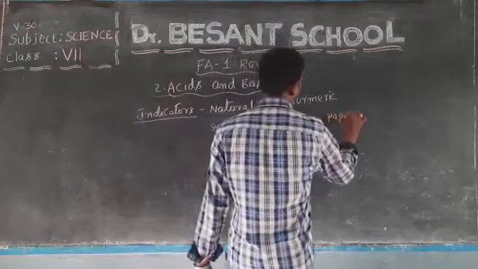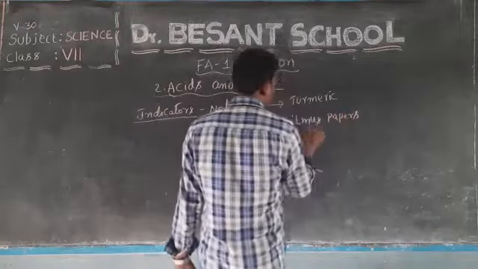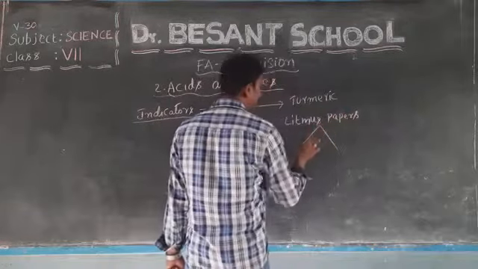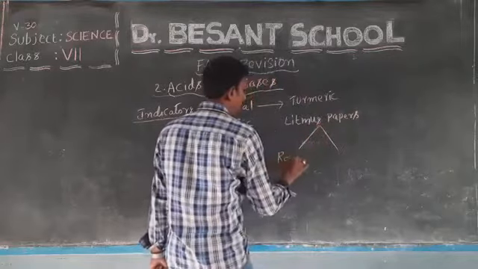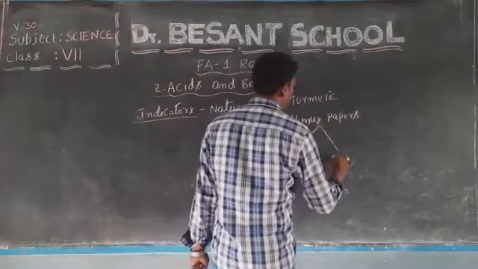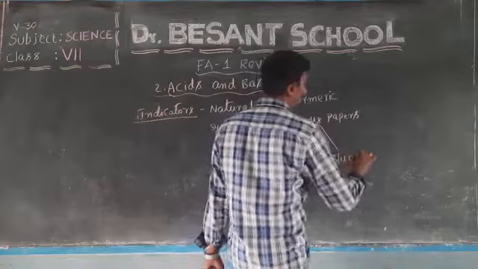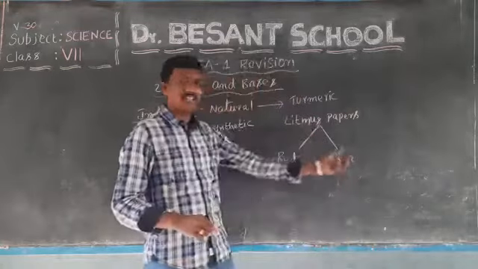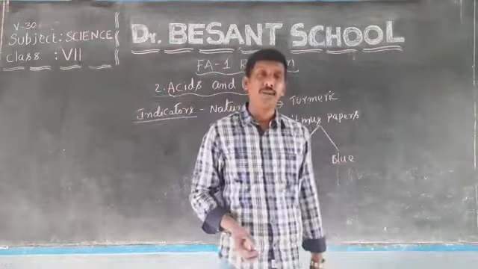Litmus papers. These are again classified into how many types? Yes, two types. What are they? Red litmus paper and blue litmus paper. So how can we extract this? How can we prepare this litmus paper?